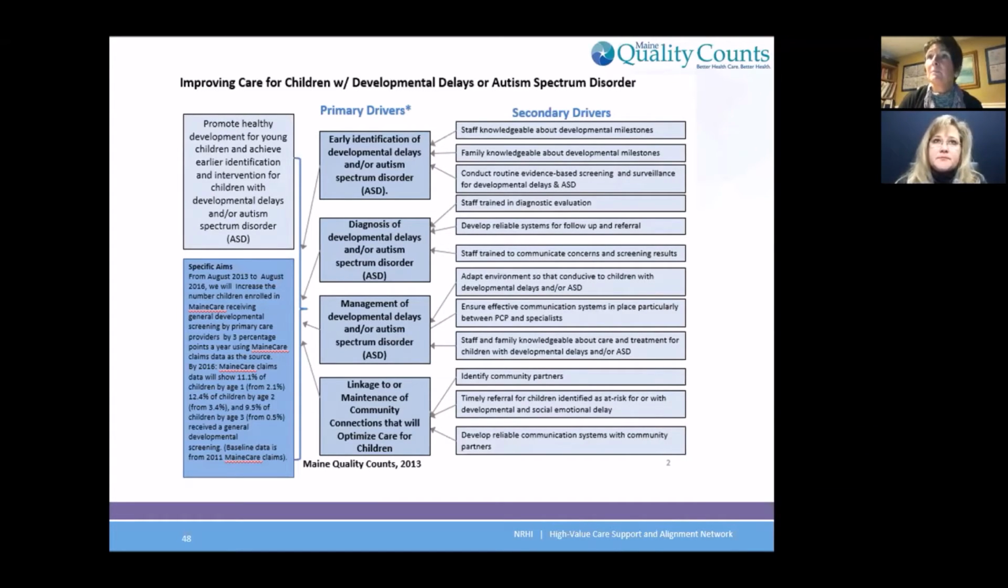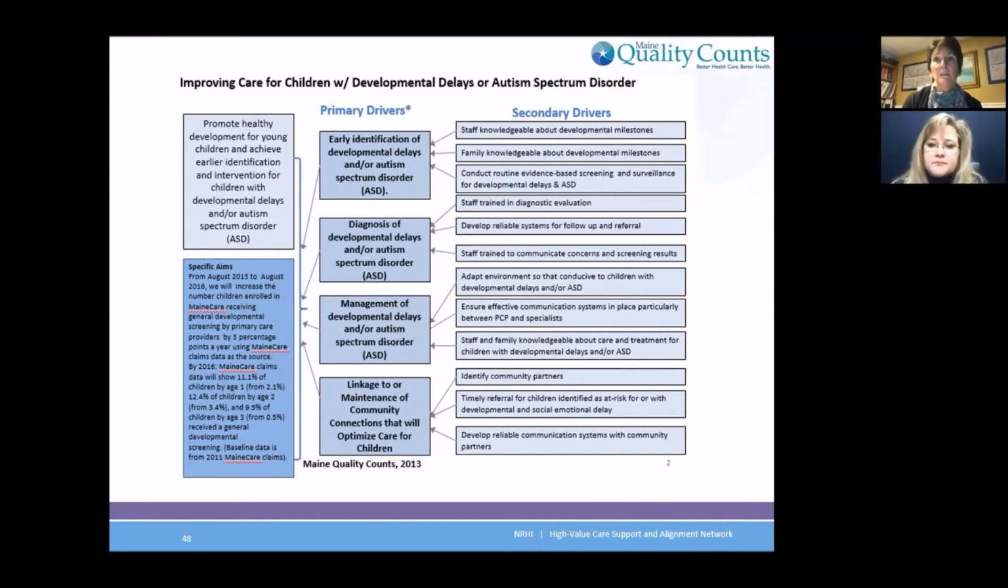Quality Counts developed a driver diagram for their effort on improving care for children with developmental delays or autism spectrum disorder. So it gave the teams a way to look at, okay, we need to look at things in these 4 areas: the identification, the diagnosis, the management, and then the linkages to folks in the community to help us with this. And then we had secondary drivers and some very specific changes attached to those. So in essence, it's a way to map out and test our theory and have it all, for the most part, a page at a glance.